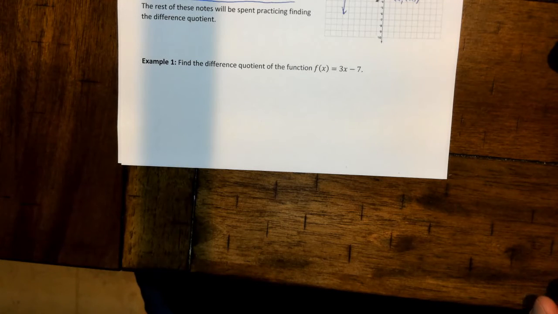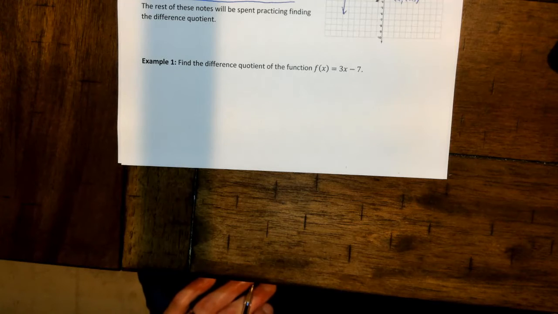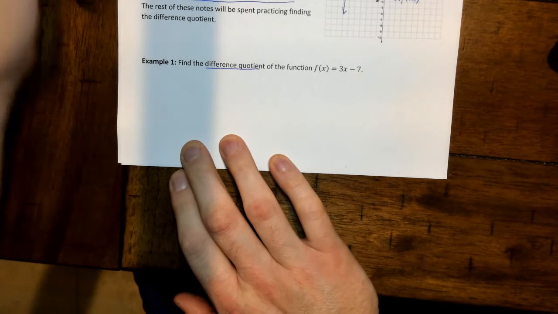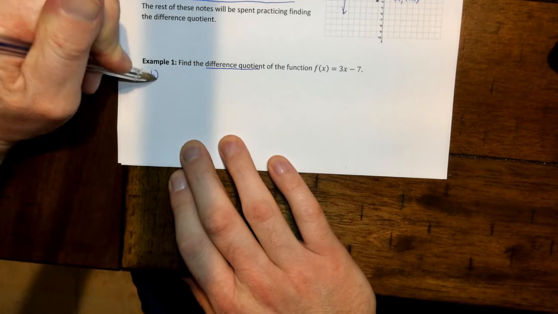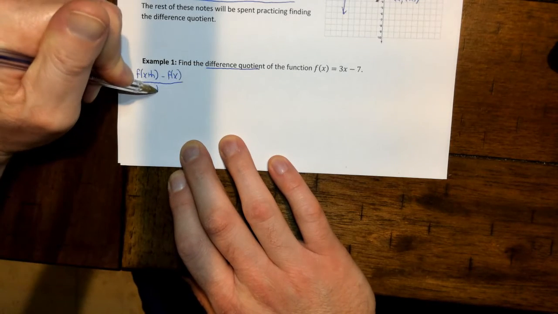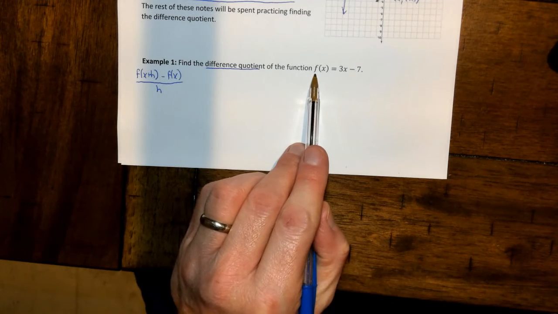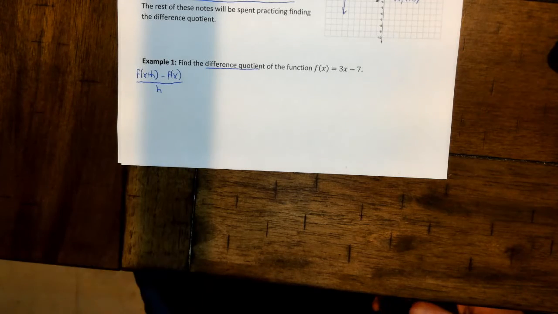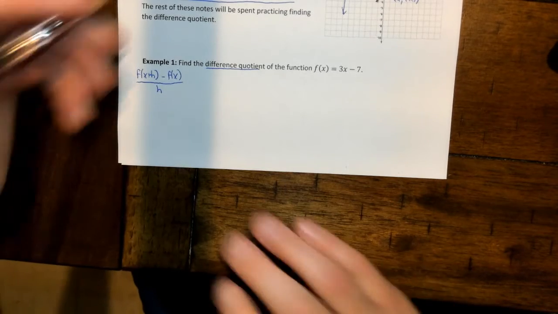For our first example, we want to find the difference quotient for f of x equals 3x minus 7. So here our difference quotient is f of x plus h minus f of x, divided by h. There are times where I'm going to change the name of this function f to g or h, but the process is still the same. Just replace this f with g or h, whatever it happens to be. Probably not h because we already have an h there, but sometimes I'm careless.